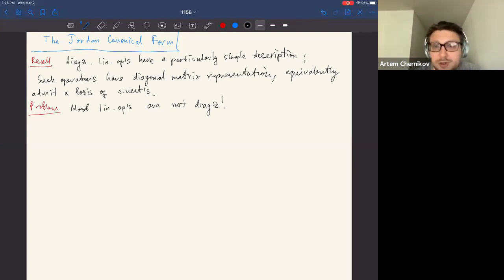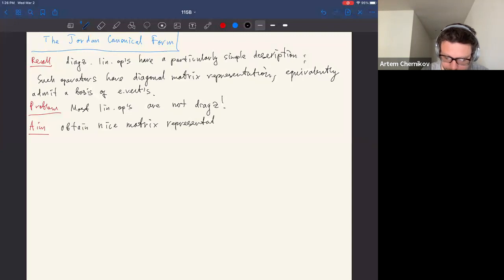Okay, so of course we could stop at this and say there's nothing you can do, but that's not how math works. You try to identify maybe some presentations which are not as nice as diagonal matrices, but maybe they're still not too far from it, so that we can still analyze them in terms of matrices which are diagonal or close to diagonal. And this is going to be our aim: to understand or obtain nice matrix representations for more general operators.